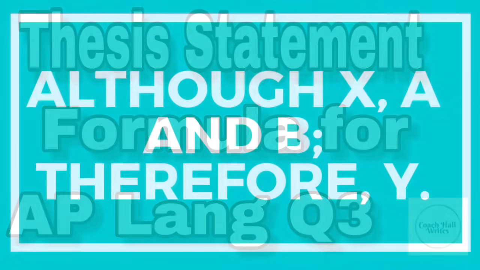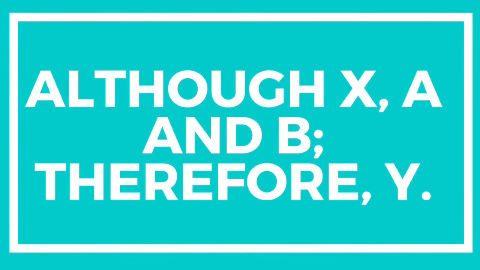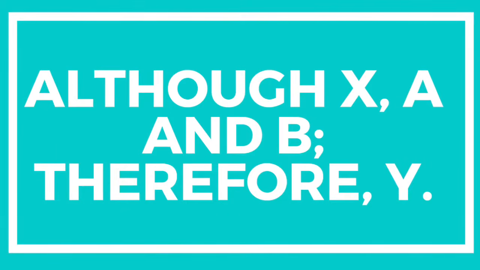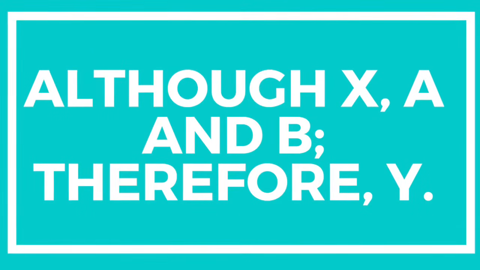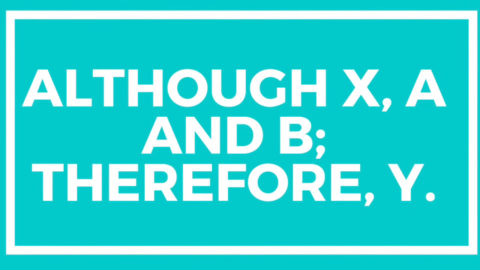There are multiple variations of this formula, but I believe it is commonly attributed to John Irish and used in a lot of AP history classes. However, it does work very well for question 3 and question 1 on the AP Lang exam. So the formula is although X, A and B, therefore Y. Now, I know that sounds kind of like a really weird math problem, but all of those variables actually pertain to specific parts of an argument.